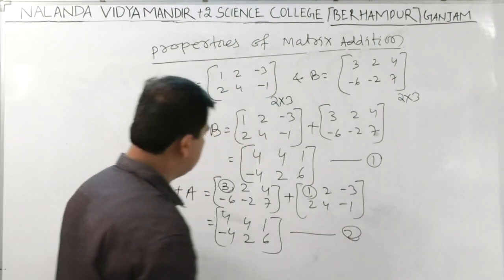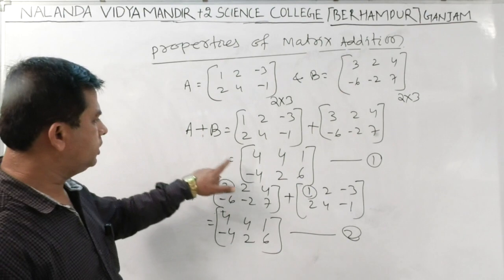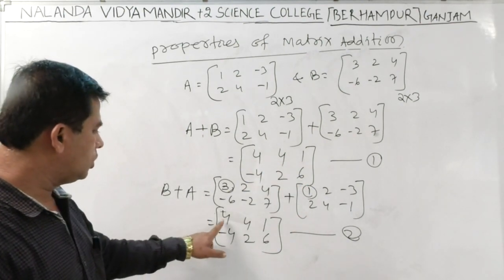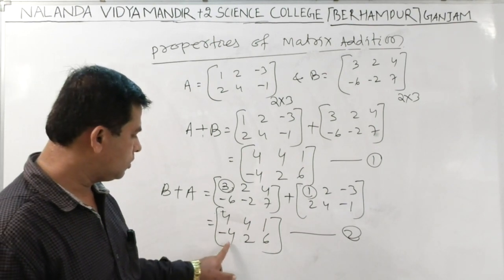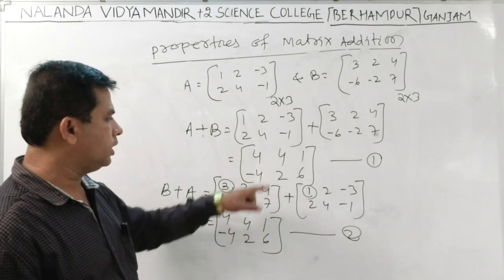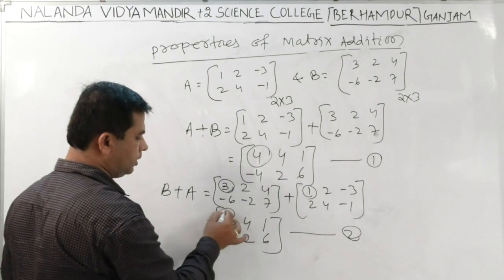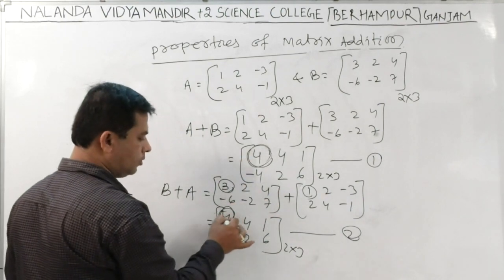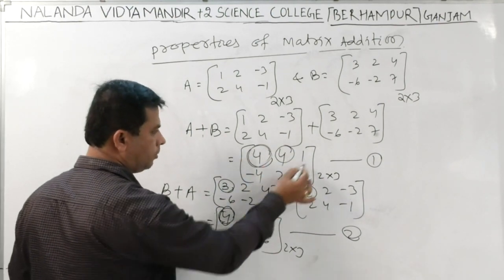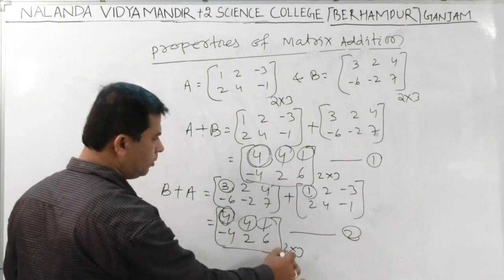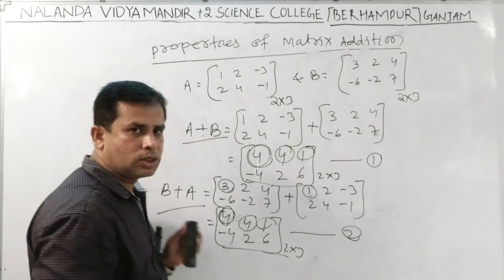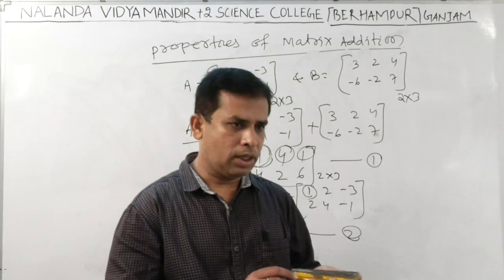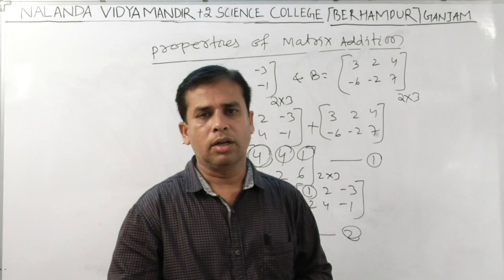From 1 and 2, A plus B is equal to 4 4 1, minus 4 2 6, and B plus A is equal to 4 4 1, minus 4 2 6. Now compare these two matrices. The first row is the same, first column the same, second column the same, third column the same. Similarly all the elements of A plus B and B plus A are the same. Then we say A plus B is equal to B plus A. That is our commutative property.